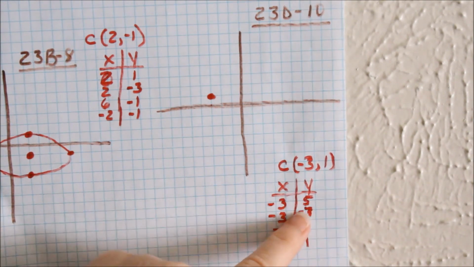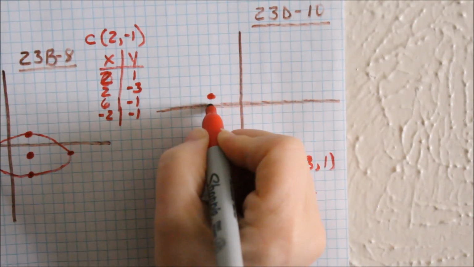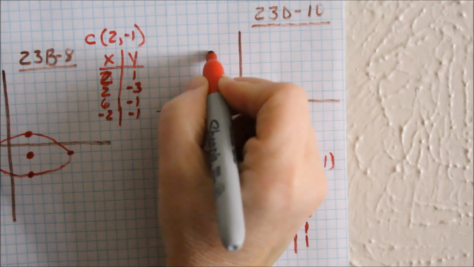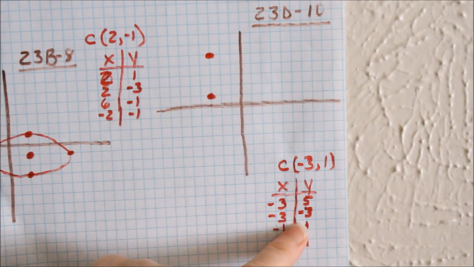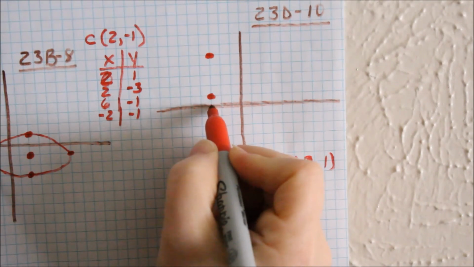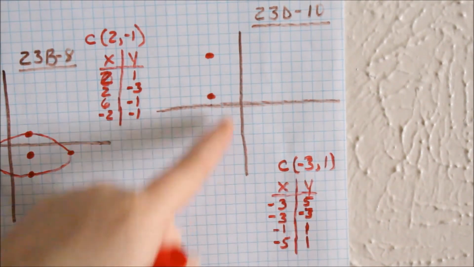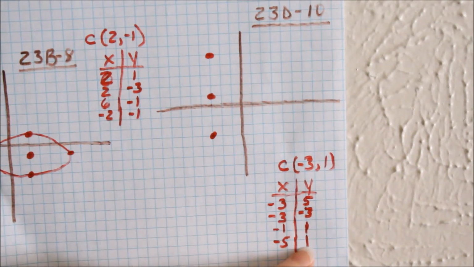So you plot these coordinates. So plot negative 3, 5. So going over 3, 1, 2, 3, up 5, 1, 2, 3, 4, 5. Next coordinate was negative 3, negative 3. So 1, 2, 3, down 3, 1, 2, 3. Those should line up with my center. It does. Then the next thing we said was let's let y equal 1.